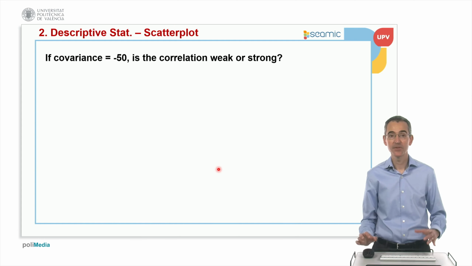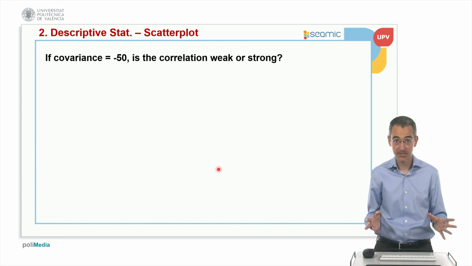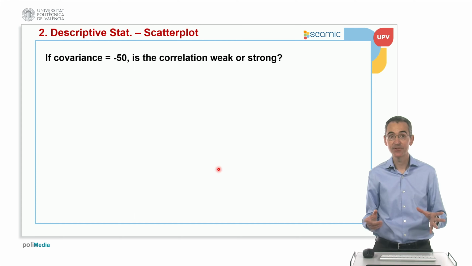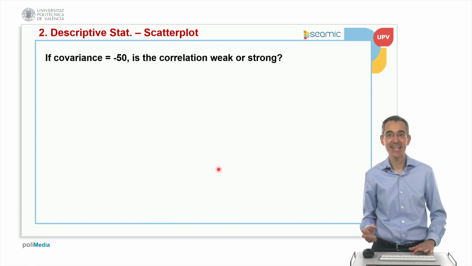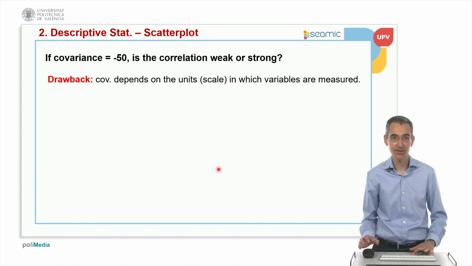Okay, but there's a problem. If the covariance is minus 50, for example, can we say that the degree of correlation is weak or strong? Well, we cannot say anything at all. Why not? Because the covariance depends on the units, on the scale in which the variables are measured. If I change the scale, the degree of correlation is the same, but the value of the covariance changes.